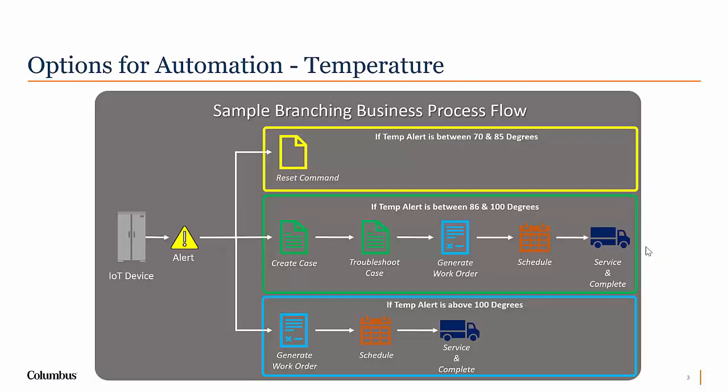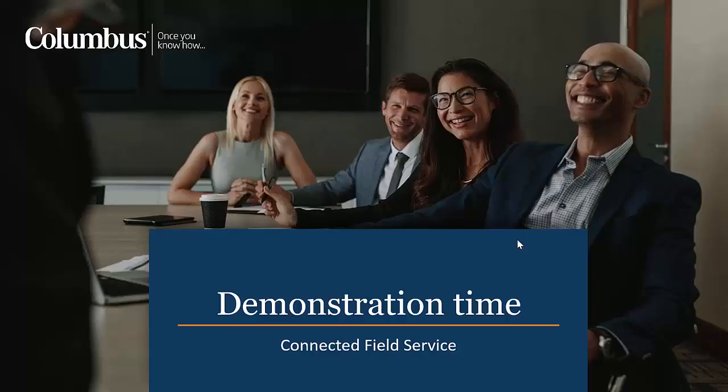And just to remind you, on part 1 we went through the taking of an IoT alert in Microsoft Dynamics 365, and from that we created a case and then we troubleshot the case and generated the work order. So as a start point for this webinar, we're going to go from the generated work order, and then we're going to go through the different options for scheduling that work order today. So let's switch into demonstration mode for connected field service.